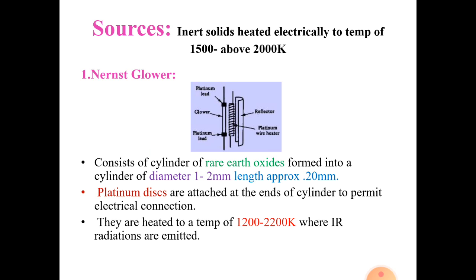Now let me discuss sources. An inert solid heated electrically to a temperature of 1500 to above 2000 Kelvin. First one is the Nernst glower. The cylinder consists of rare earth oxide formed into a cylinder with a diameter of 1 to 2 mm and a length of approximately 20 mm. Platinum discs are attached at the ends of the cylinder to permit electrical connection. They are heated to a temperature of 1200 to 2200 Kelvin where IR radiations are emitted.